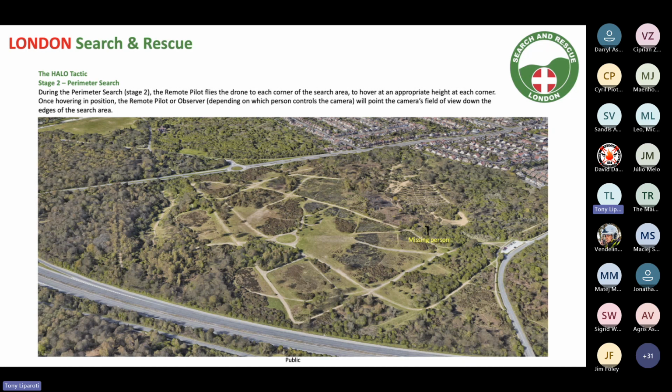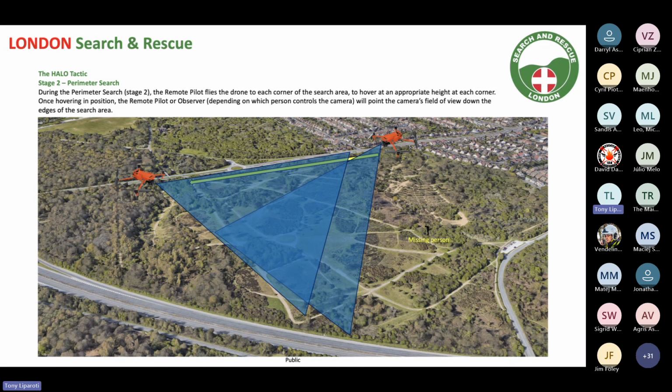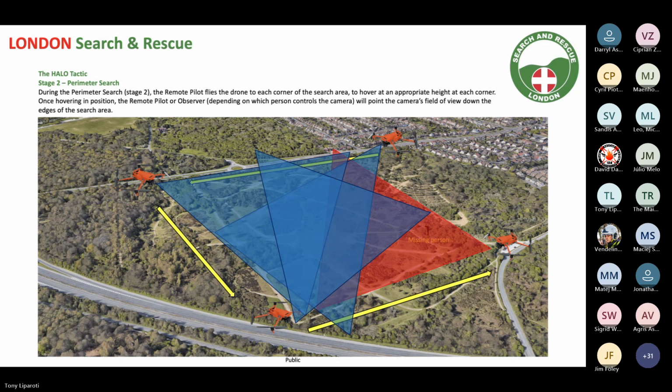Another search is where the drone moves to each corner of the search area and starts observing. Then it moves to another corner, to another corner, and to another corner. This can help to have a greater view from different angles of the search area.